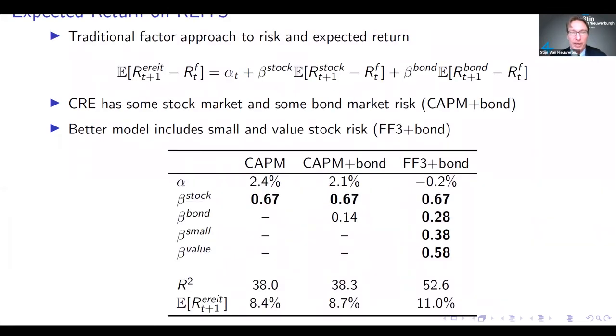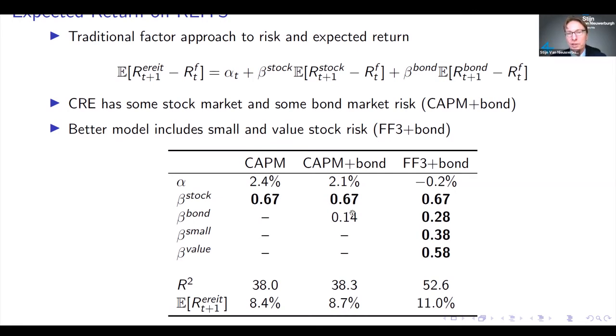So my model for the expected return on REITs will be a simple factor model, where I basically will take the stance that REITs have some stock market exposure and some bond market exposure. That's my simplest model. It's a two-factor model with a stock market factor and a bond market factor that is written here in the second column. When you estimate this two-factor model, you basically get a REIT beta for stocks and a REIT beta for bonds, which measure the exposure of REITs to the stock market and the exposure of REITs to the bond market.